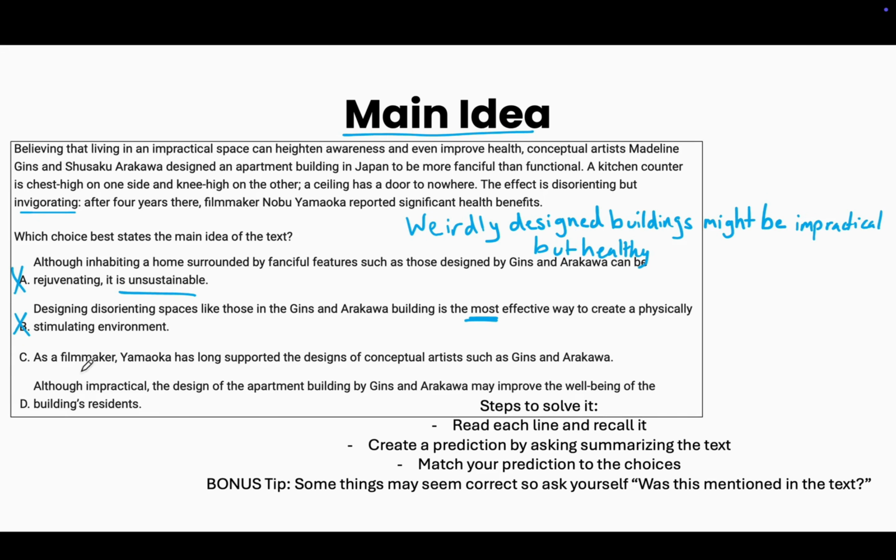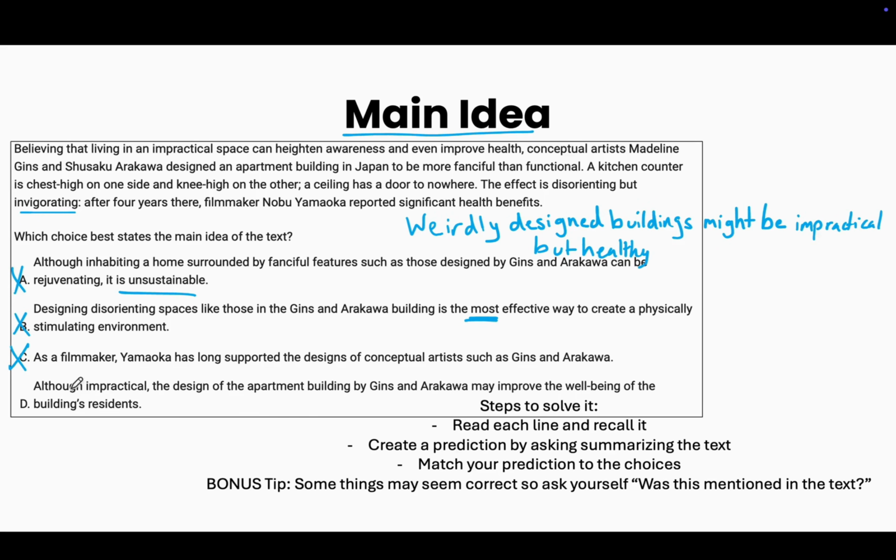Choice C. As a filmmaker, Yamaoka has long supported the designs of conceptual artists such as Jins and Arakawa. Okay, is that really the main idea of the text? Was this entire text given to talk about how impractical spaces can be beneficial for our health? Or was this text given to talk about how filmmaker thinks? So this is not mentioned in the text and this does not match our prediction.